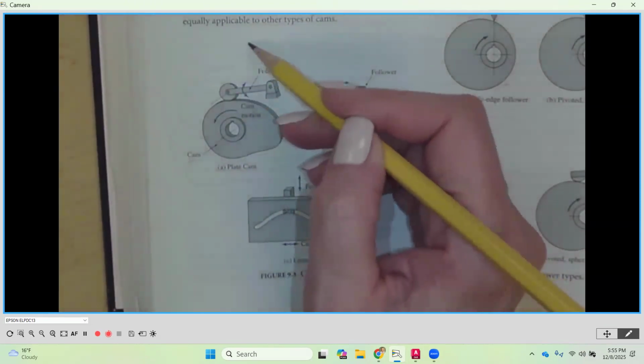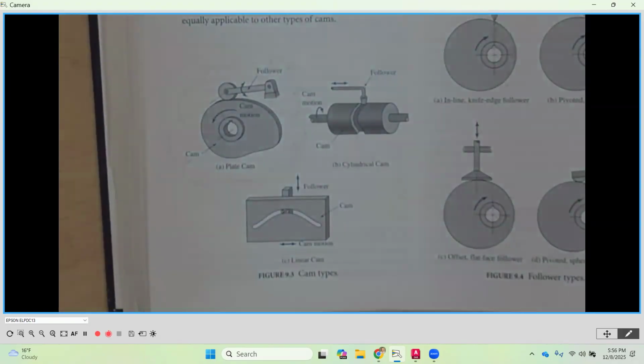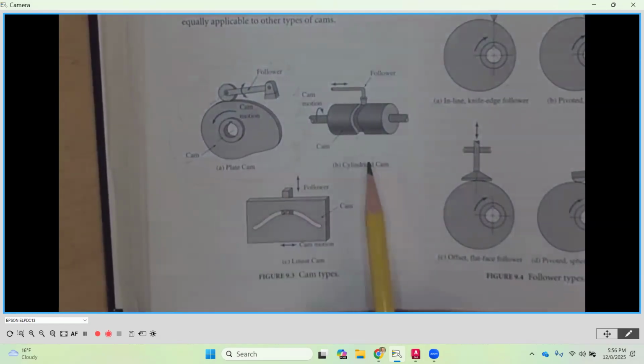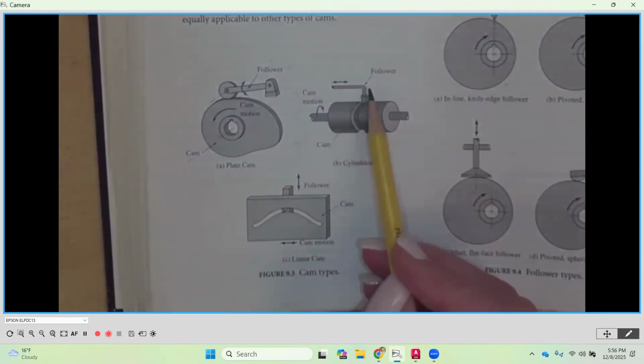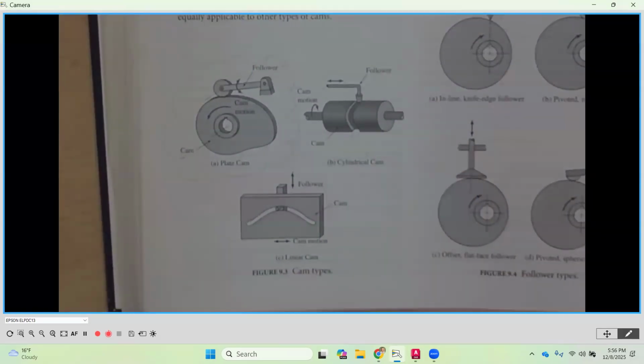It's going to push the follower up and down as it stays in contact with that profile. So plate or disc cam is what we call this. The next one is a cylindrical cam. A cylindrical cam, you're going to notice it's on a cylinder. There's a groove, and the follower then follows that groove in and out as the cylinder rotates, okay?